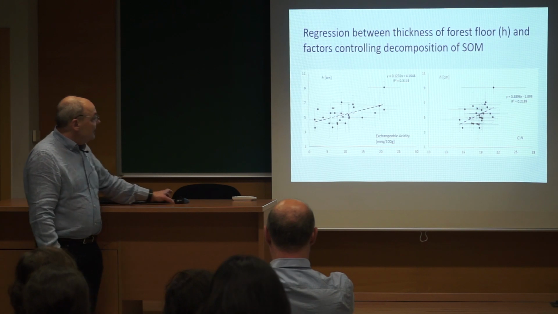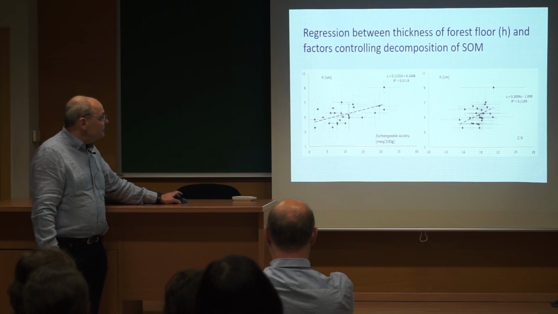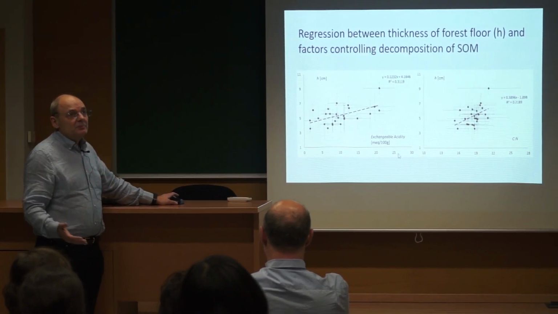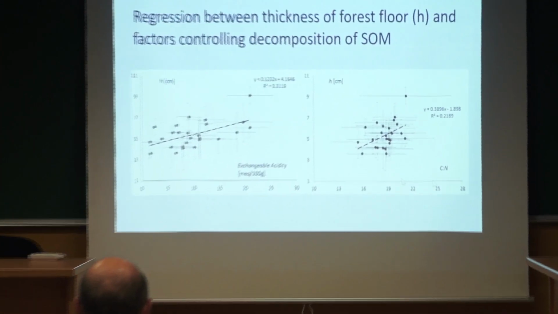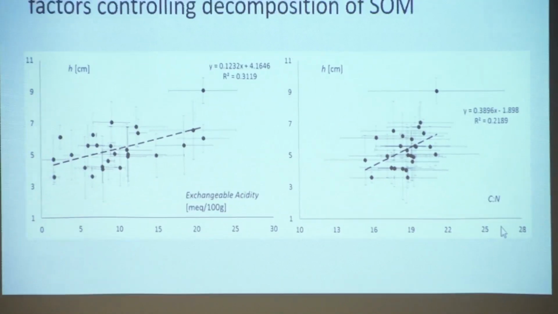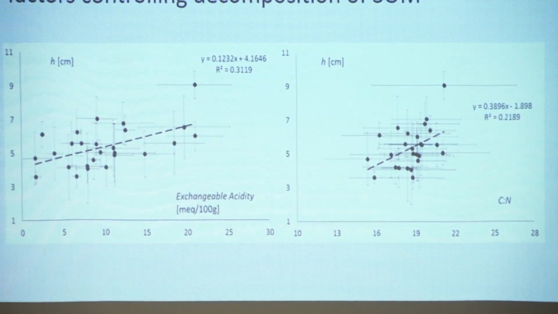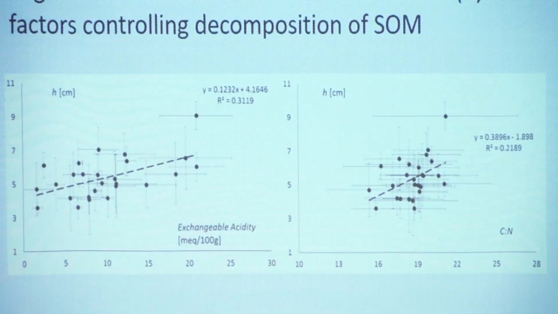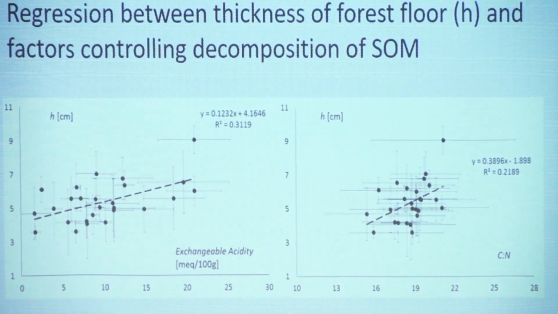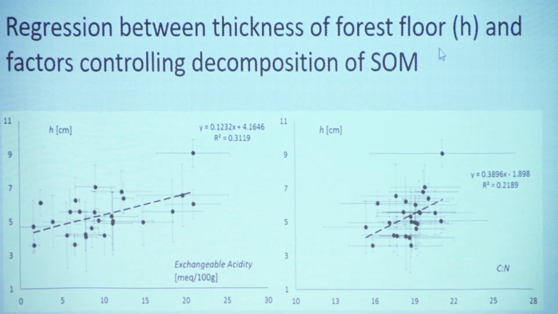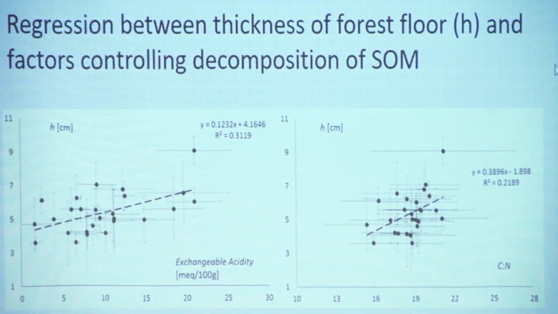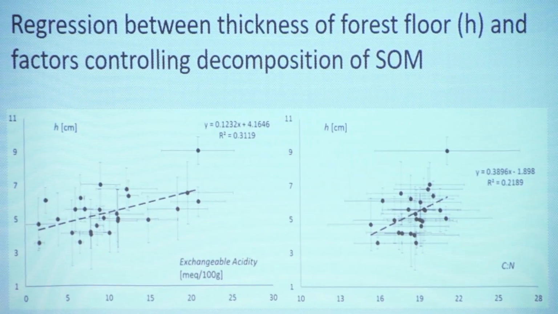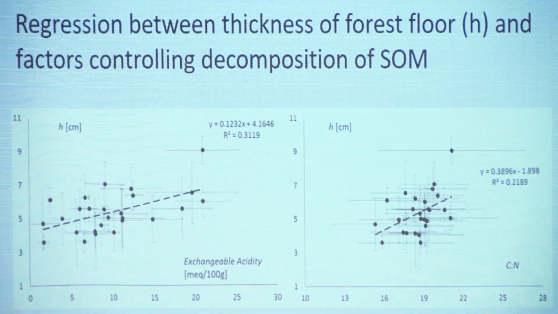We found correlations between thickness of forest floor and, for example, exchangeable acidity. We found the correlation between thickness of forest floor and carbon to nitrogen ratio, which is an important parameter which regulates the preservation and the turnover rate of soil organic carbon. So that's why we don't completely dismiss this hypothesis about possible negative feedback.